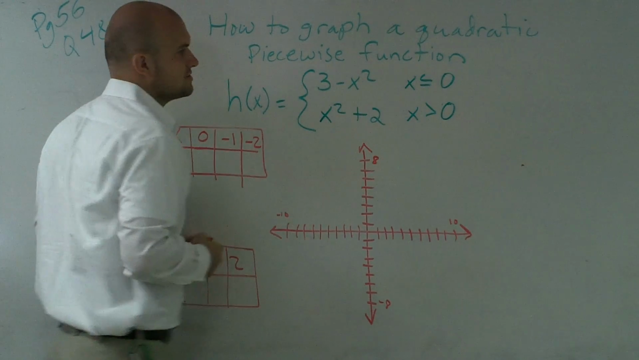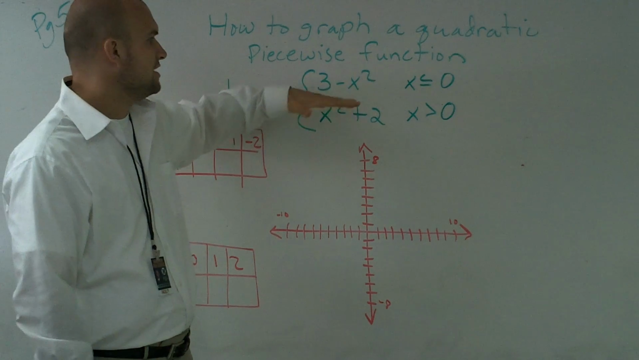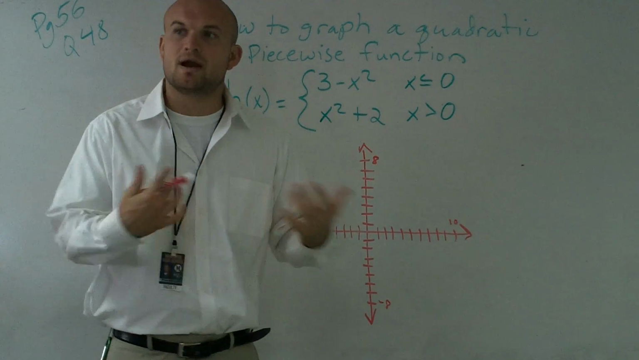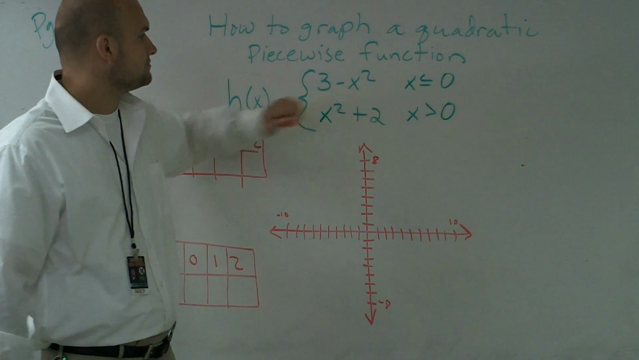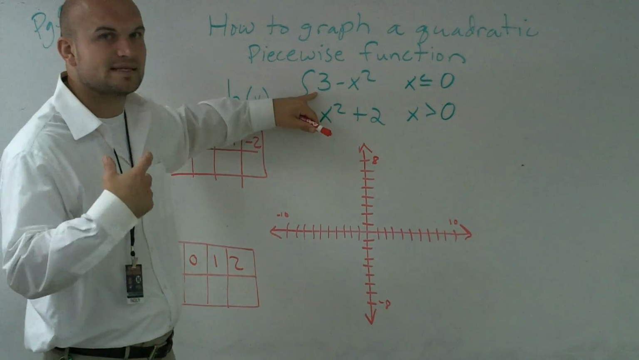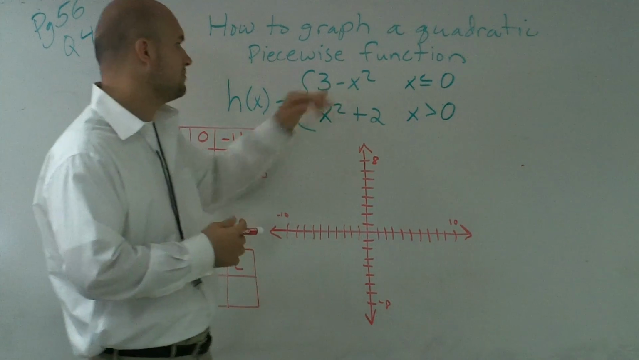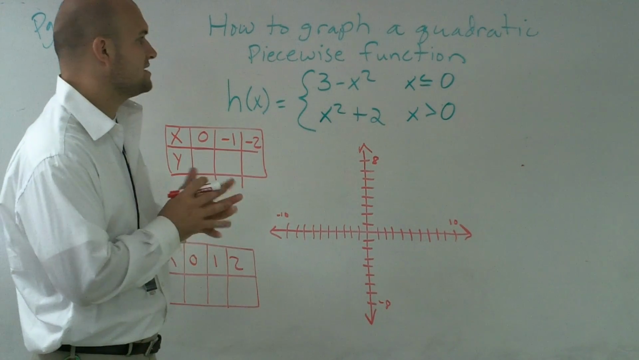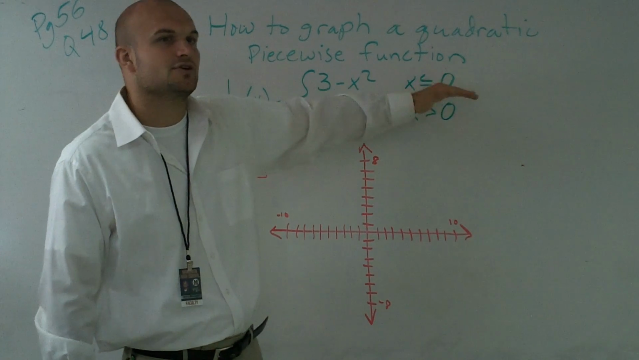have constraints. So if you guys look at this first function, 3 minus x squared, you guys would notice that this is going to produce a parabola. And it is going to be a parabola that's going to open downward. And my y-intercept is going to be at 3. That's some things I know from my parent function of a parabola. However, a couple things I want to notice is this function is only going to be true when x is less than or equal to 0.